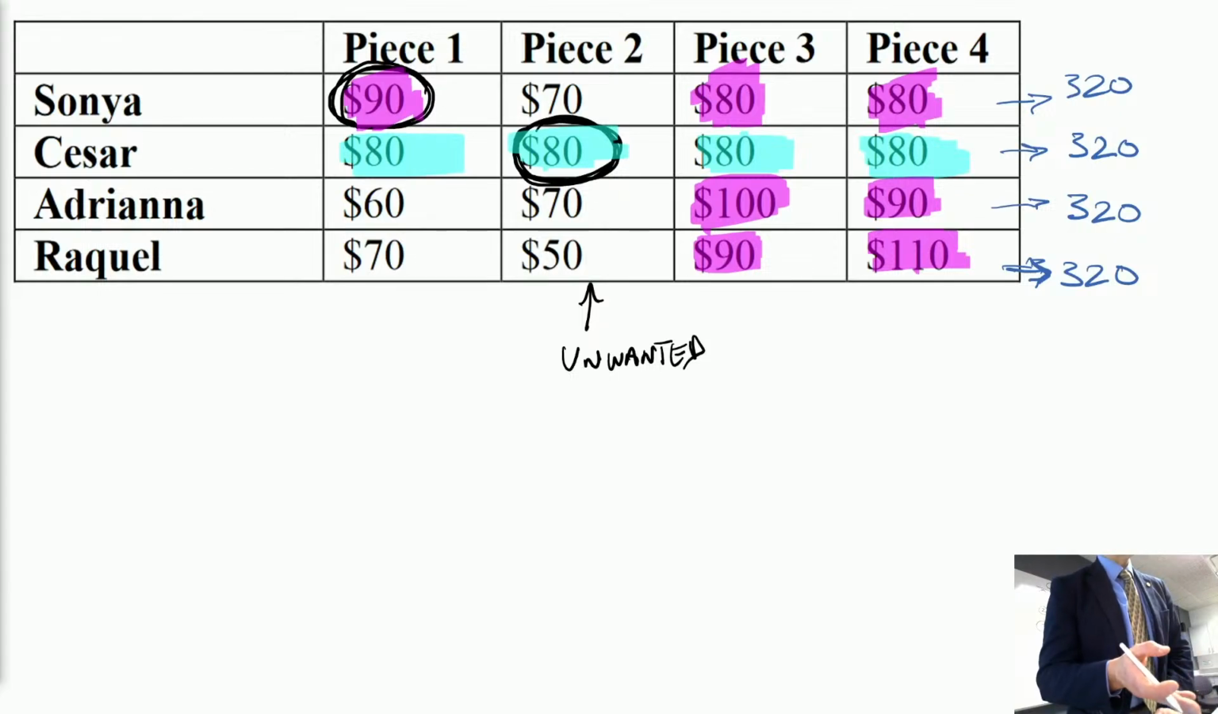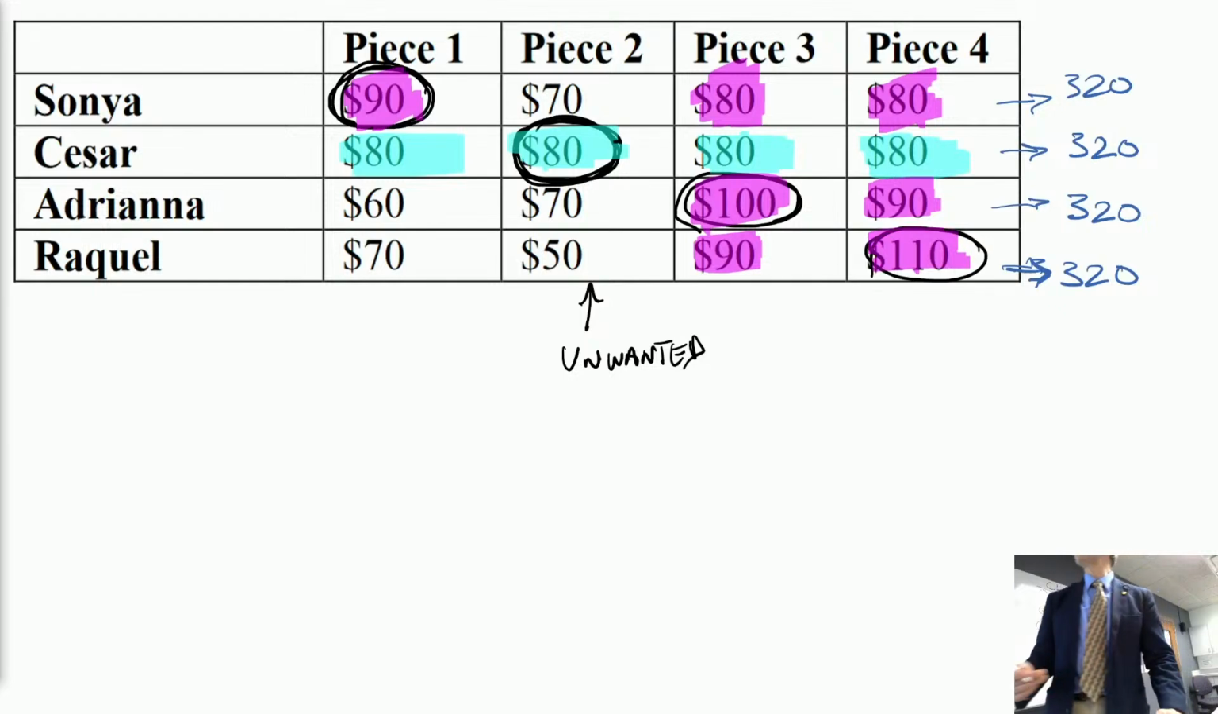Now at this stage, we can either give Adriana piece 4 and Raquel piece 3, but if we know what the bids are, why not give Adriana piece 3 and Raquel piece 4? Technically, they should be happy if it goes the other way, because if they got these, they still have more than they would have expected. They have more than 80. But in this case, if we give those two to them, they'll be even more happy, because then they'll be like, well, I got the very best piece that I thought was there.